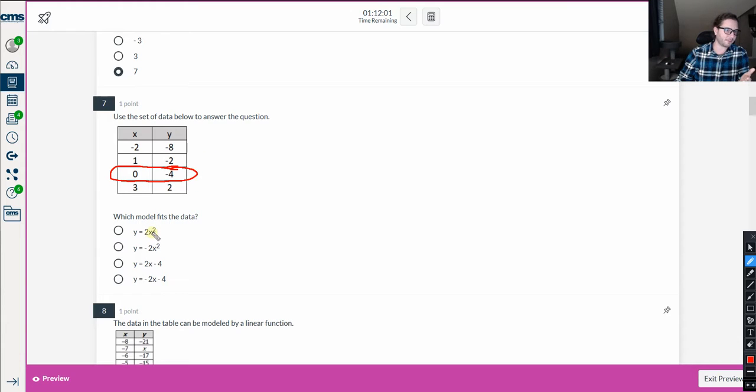So if x is 0, well, 2 times 0 would equal 0, so that's out. For this one, same problem. Negative 2 times 0, again, equals 0, so that can't be it. These two could reasonably work, because 2 times 0 would equal 0, minus 4 does equal negative 4. Same thing happens to this one down here.